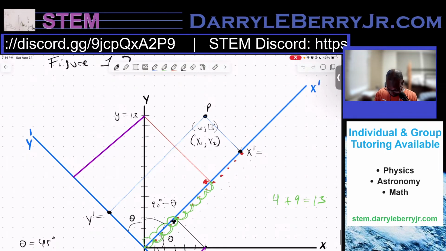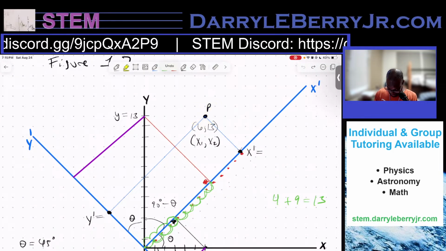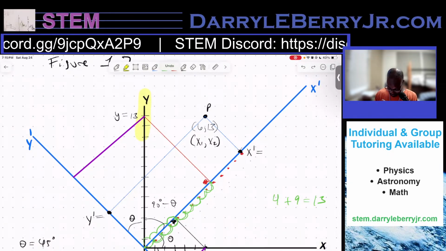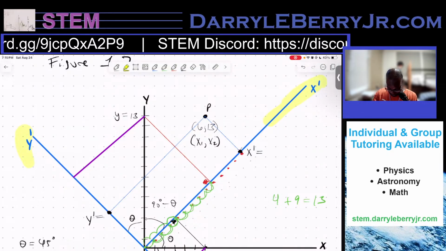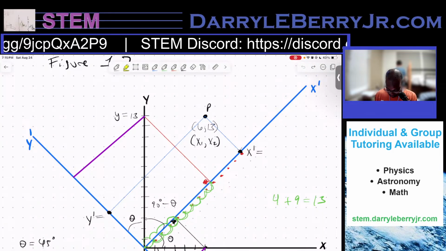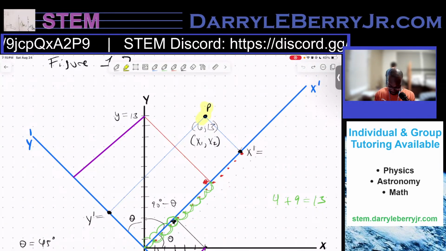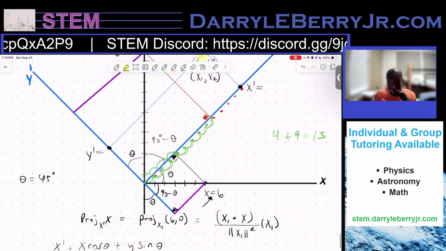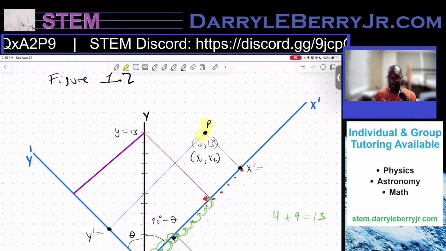The idea is that we have this point P, which I'll highlight here, and we have the normal coordinate system XY, and the alternate coordinate system, X prime, Y prime, and we're basically putting the point P in terms of the other coordinates. So I put actual numbers onto this to make it easier.